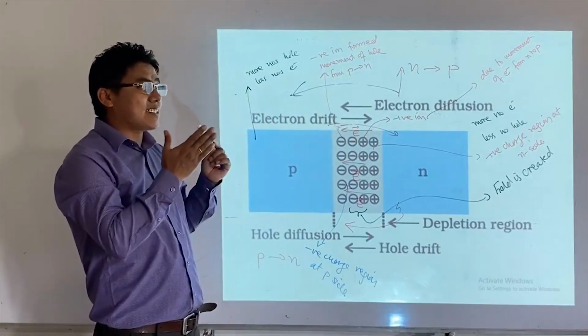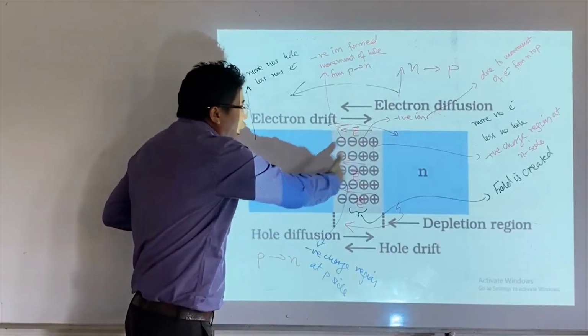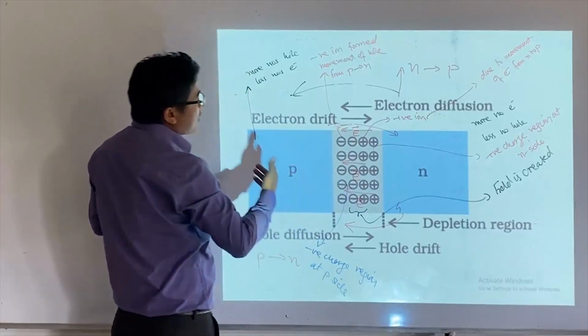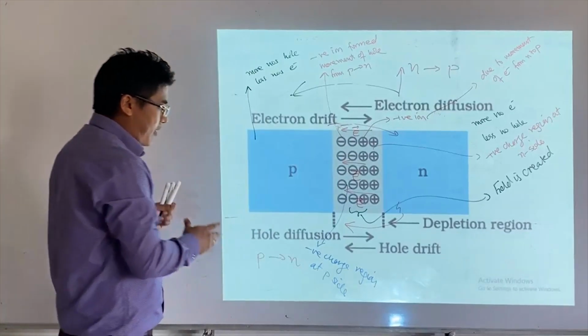So after some time, an equilibrium state is reached where the diffusion current is equal to the drift current, right? Once this stage is reached, we call it the equilibrium. So therefore, there is no flow of charge taking place. Now why? Because the drift current is equal to the diffusion current.